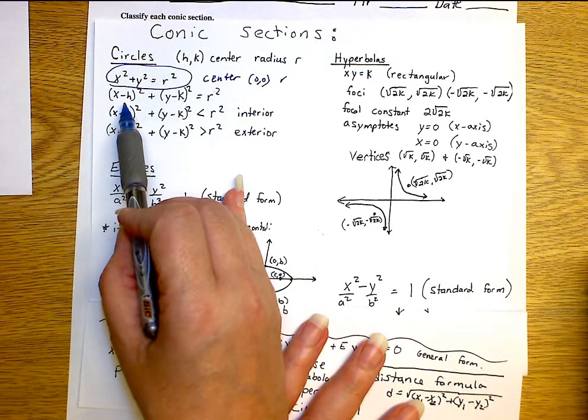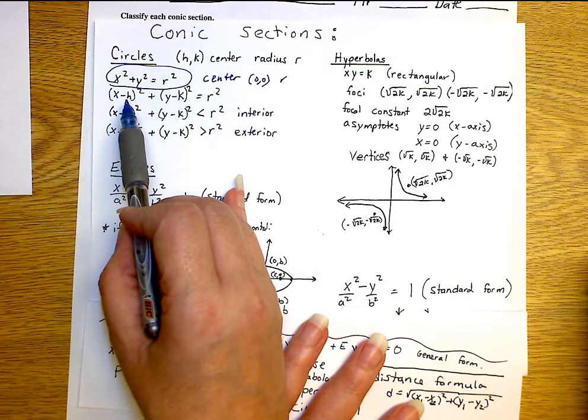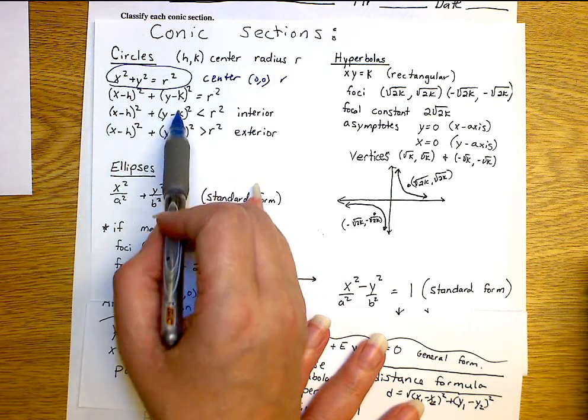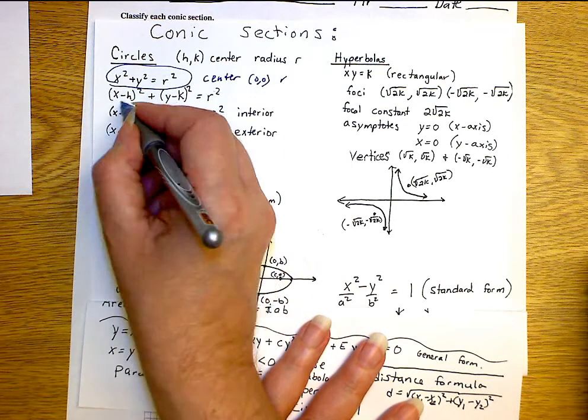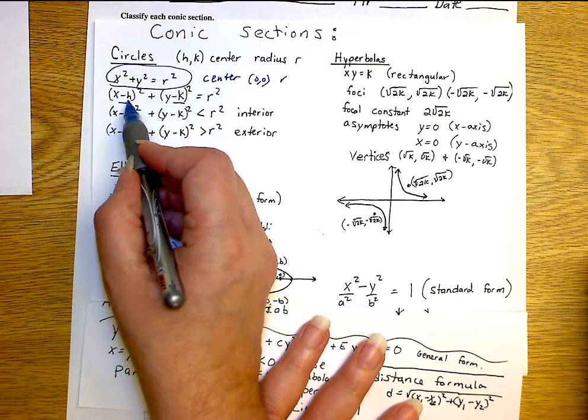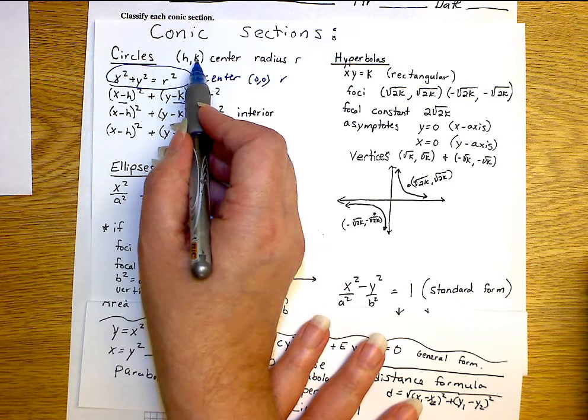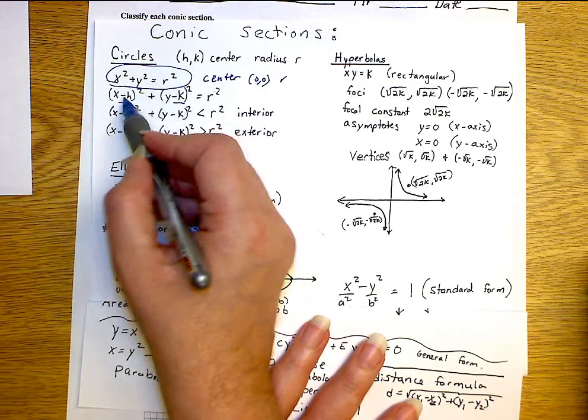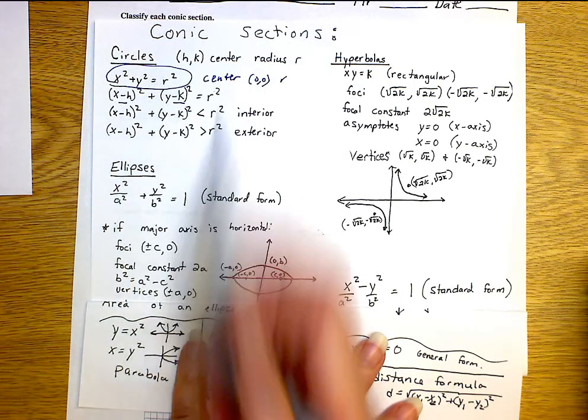If it has a different center, hopefully you can look at it here. If it has a different center, the center is going to be the opposite. So if it was negative h, your center is h, k. All right? Just note that the center is opposite.